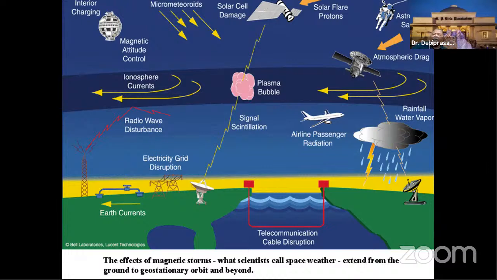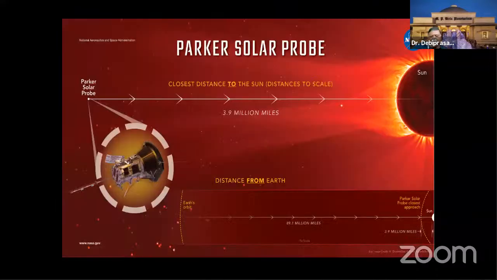So in that sense, though we think that the sun is there, comes up every morning, goes down every evening, it plays a tremendously important role. And for this, you all know that the Parker Solar Probe, sent by NASA, has already made a couple of very close approaches to the sun to understand the coronal region, so that we can know much more about the closest star that we have.